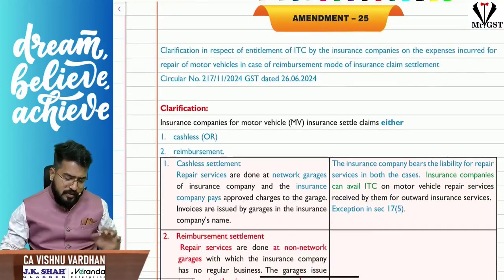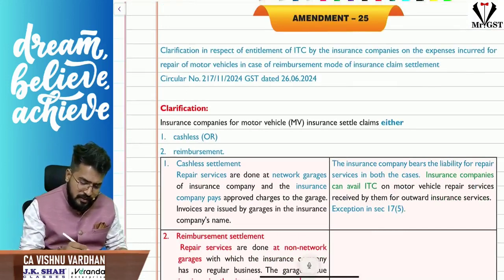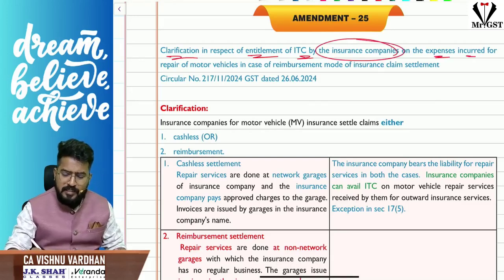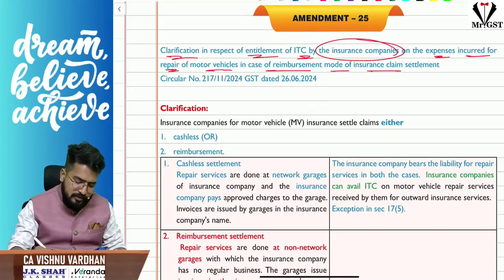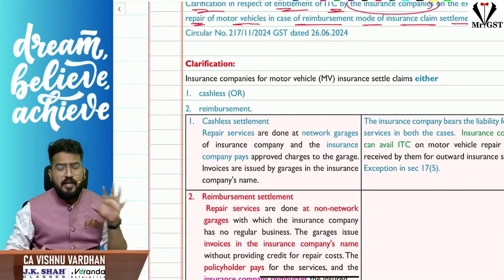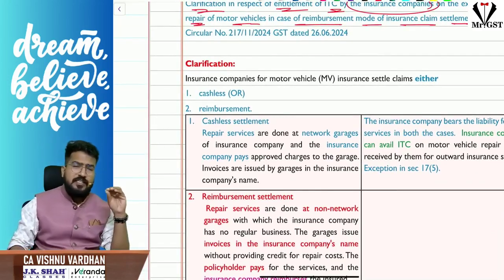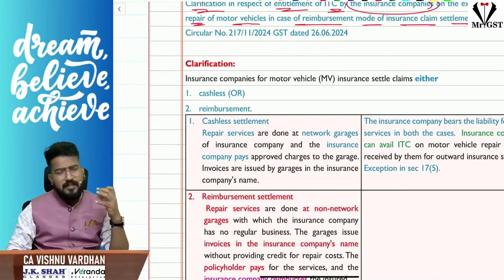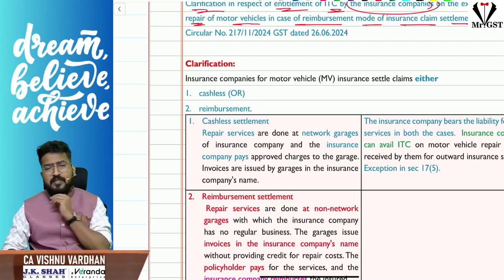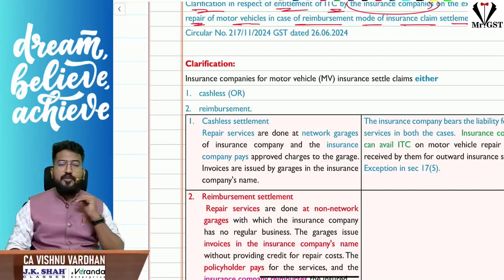So the next one is with respect to clarification in respect of entitlement of ITC by insurance companies on the expenses incurred for repair of motor vehicles in case of reimbursement mode of insurance claim settlement. Please understand, sir, I have a car and there is a small accident where I should change the silencer of the car or something, some spare parts etc. to be changed or whatever it is. Now the point is, sir, there are some repairs and maintenance involved here, and this amount is borne by the insurance company. Now here the point is whether the insurance company can take ITC of it.